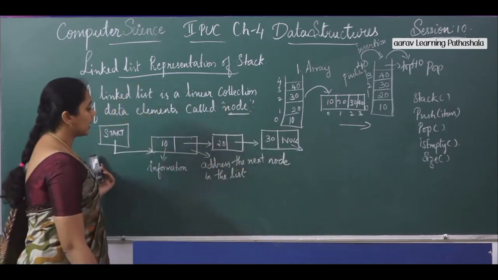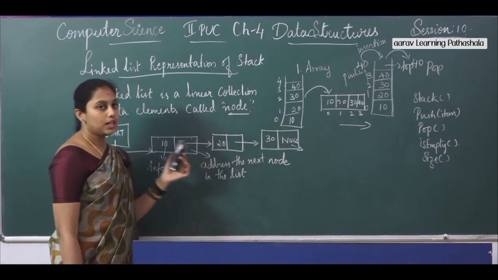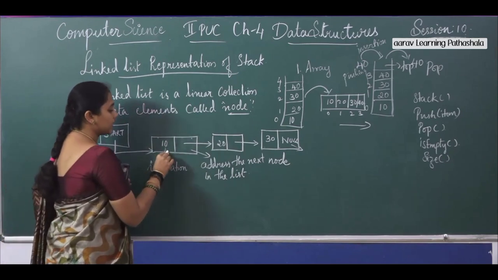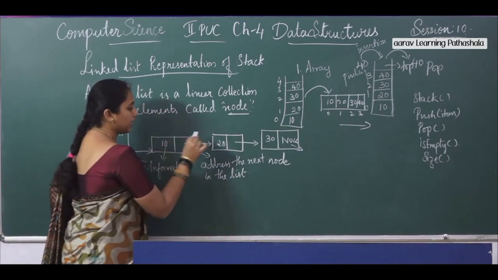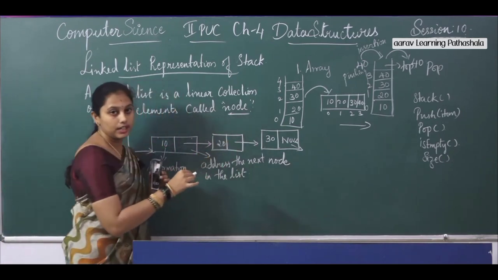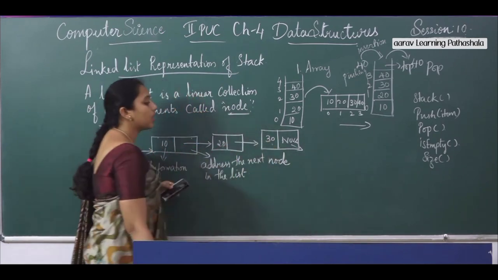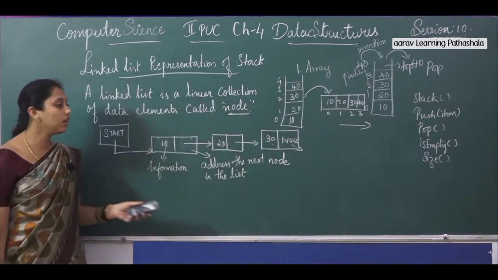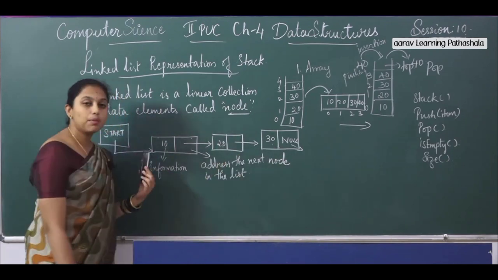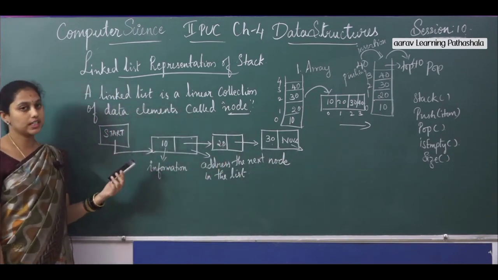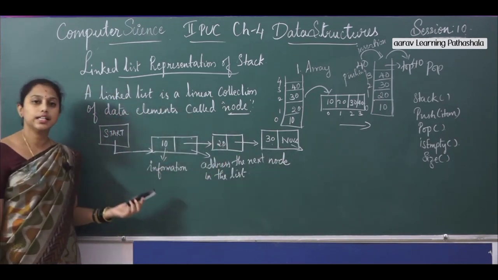So this linked list contains 3 nodes. So in the first node, it contains an element called 30. In the second node, it contains an item called 20. In the third node, it contains an item called 30. So this is about linked list. So what is linked list and how to create a linked list?